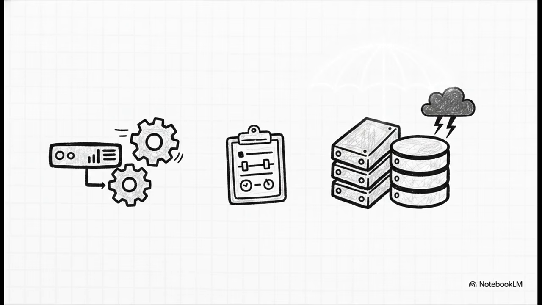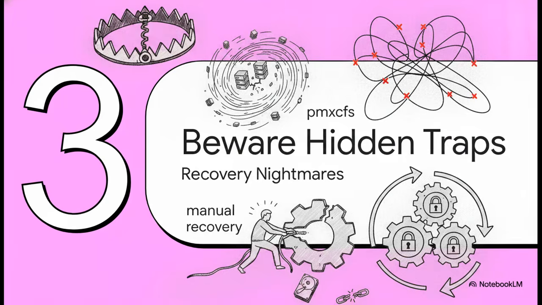The crucial takeaway here is that a host configuration backup protects the first category, and maybe parts of the second, but it completely misses the third. A real complete disaster recovery design has to intentionally protect both the control plane and those heavy workloads. That brings us to Section 3, beware the hidden traps. We're talking pmxcfs, manual recovery, and some really nasty circular dependencies.